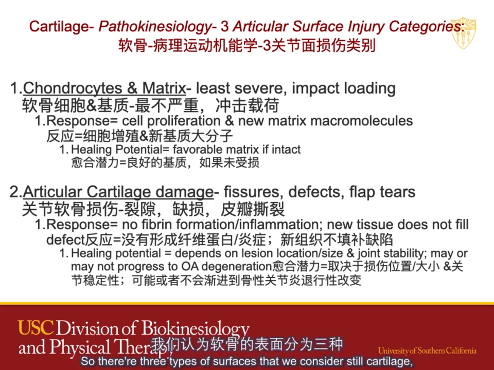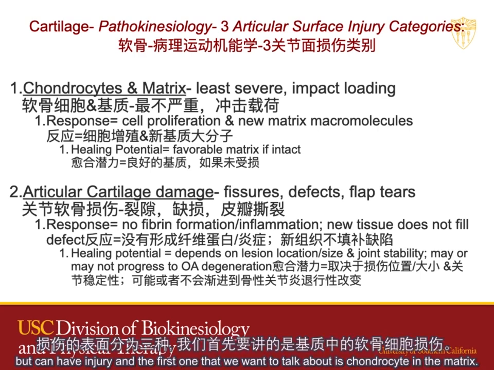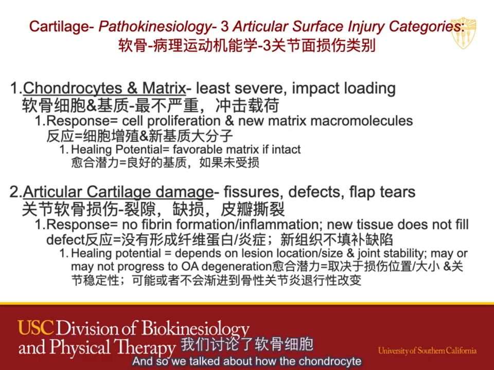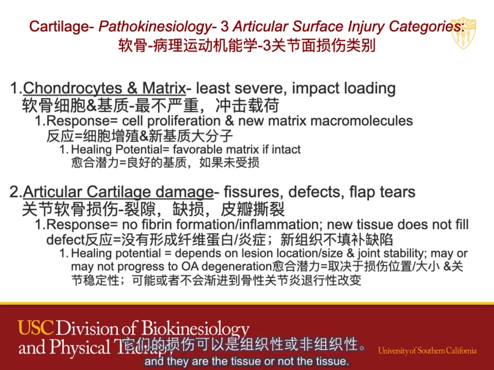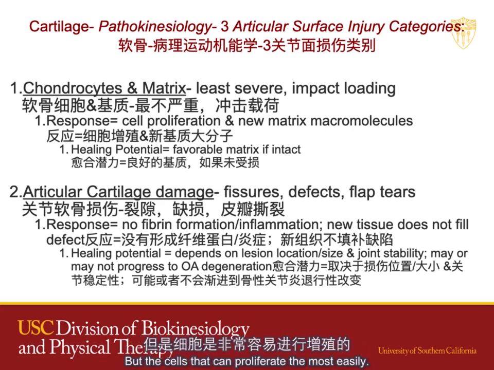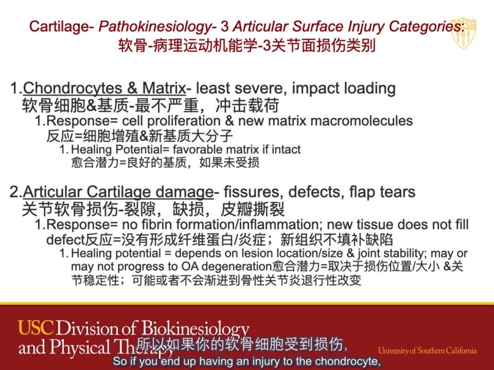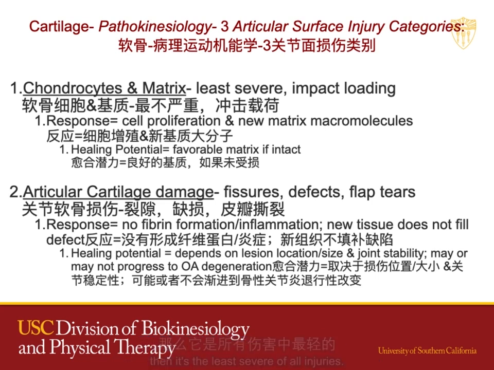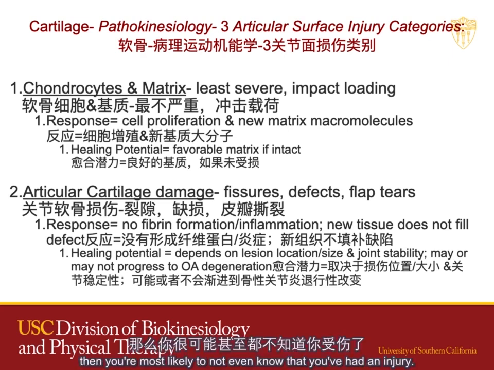So there's three types of surfaces that we consider still cartilage, but can have injury. And the first one that we want to talk about are the chondrocytes in the matrix. We talked about how the chondrocytes, there's not a lot of them, and they are the cells that can proliferate the most easily. So if you end up having an injury to the chondrocytes, then it's the least severe of all injuries. They can heal pretty quickly. As long as that matrix is intact, then you're most likely to not even know that you've had an injury.